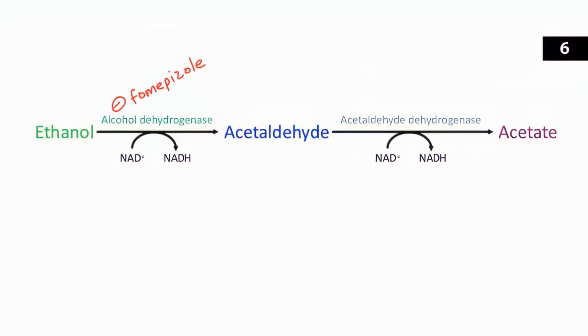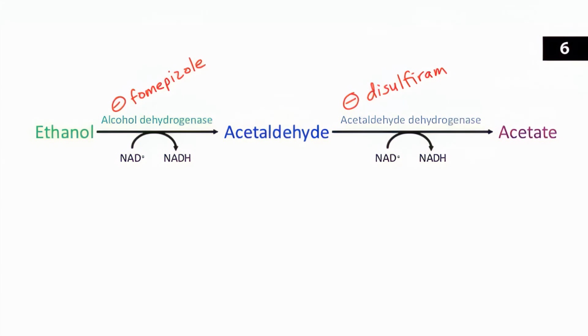But what about the second enzyme, which is acetaldehyde dehydrogenase? We said that you could inhibit that one with a drug called disulfiram. And we said we could use that to treat chronic alcoholism. Actually, we use disulfiram to discourage alcoholics from drinking.